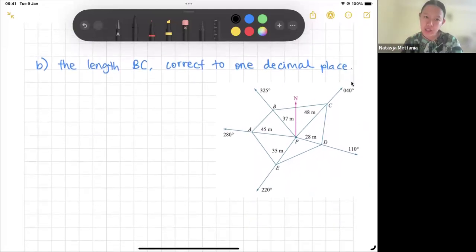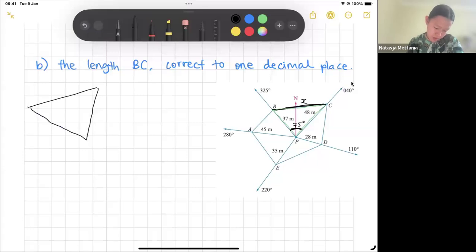Question B: calculate the length of BC correct to 1 decimal place. I know that this angle here, BPC, is 75, so I'll include that again. I need to find the line BC. So I'm going to take this triangle here and redraw it exactly how it should be: B, C, P. This is the angle of 75, 48 meters, 37 meters, and this is what I'm trying to find.